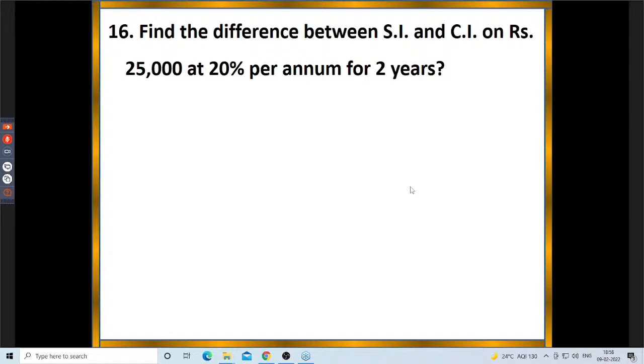Find the difference between simple and compound interest on 25,000 rupees at 20% per annum for 2 years. Hope all of you understood.